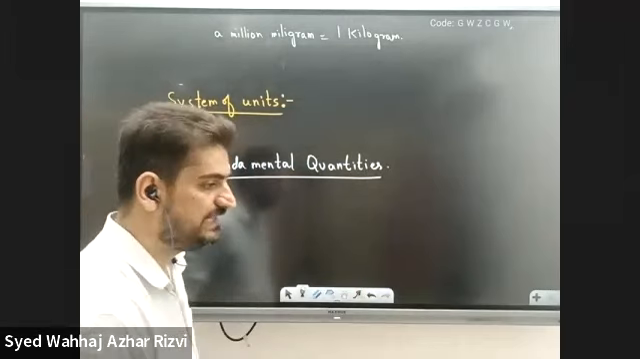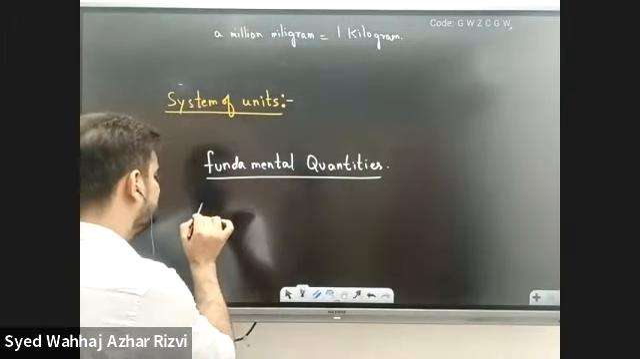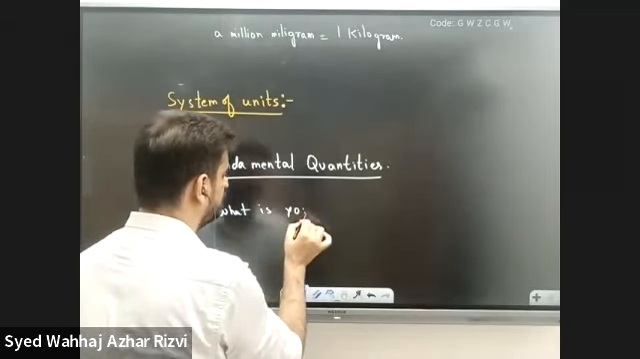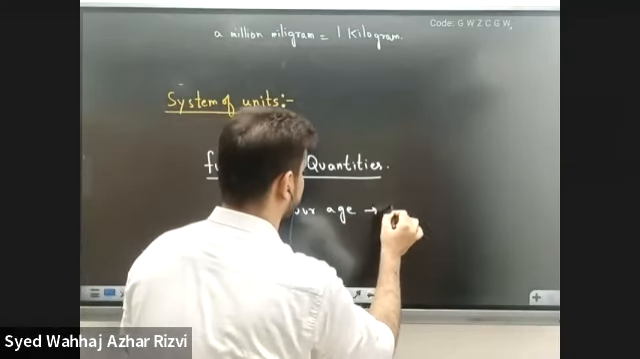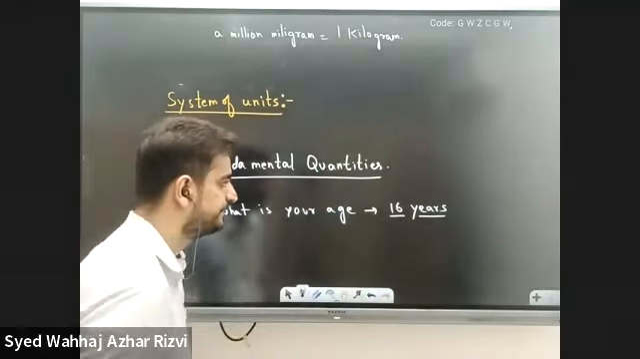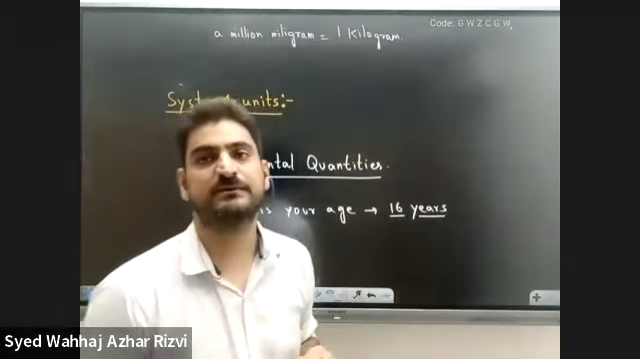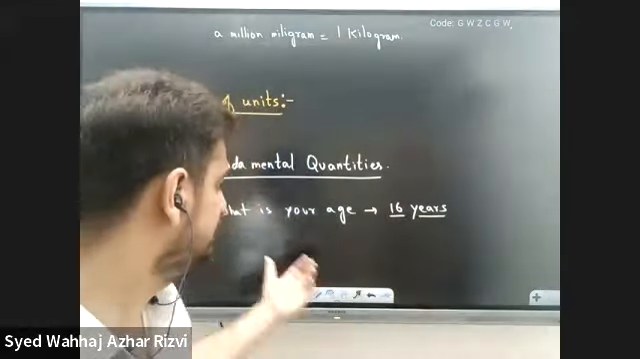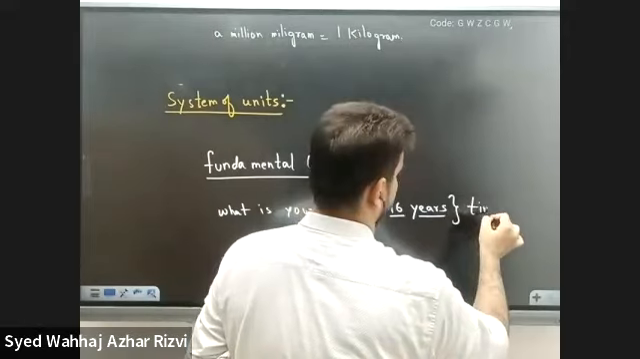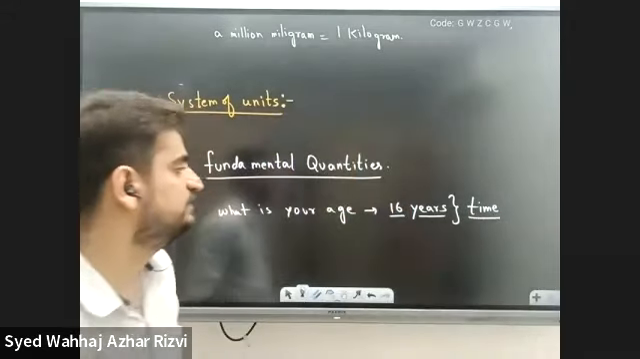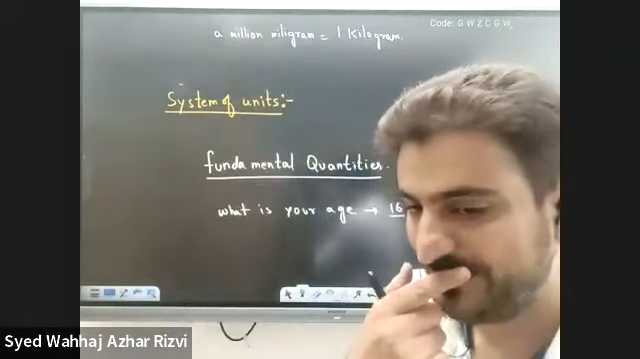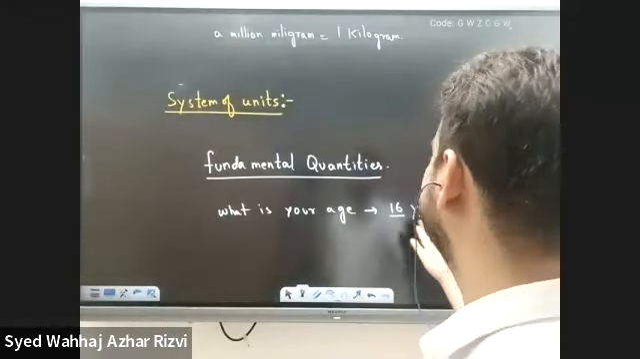So let's say that I ask you, what is your age? And you give me the answer, 16 years, right? Your age is 16 years. While answering this question, were you thinking about any other quantity other than your age, other than time? We are talking about time, the time for which you have lived. When you were born, up till now, how much time has passed? You would say 16 years.